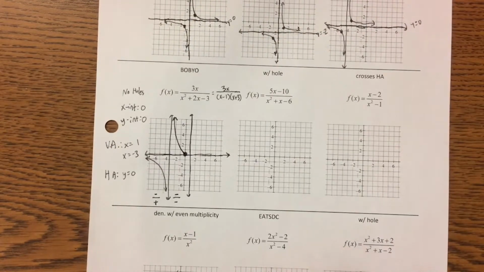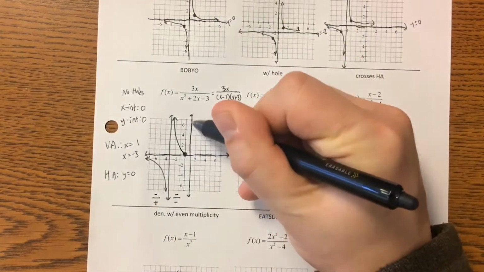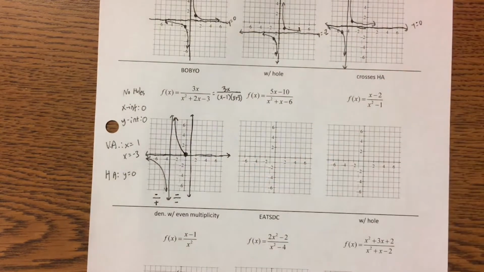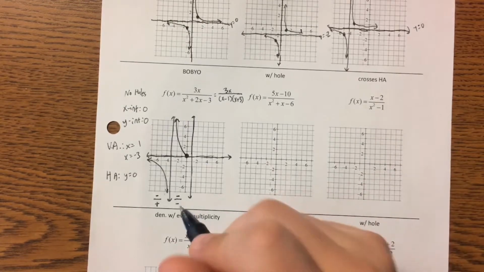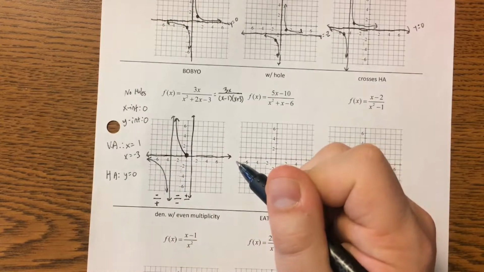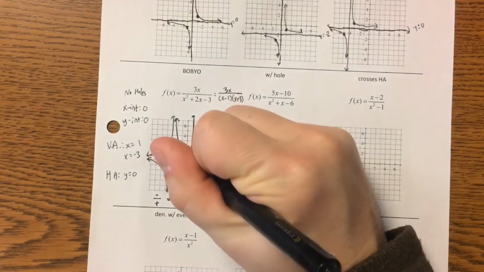Then I want to check from 0 to 1. Does this bounce off the x-axis? We have an indication that it doesn't, right? Because that 0 doesn't have an even multiplicity. But let's just double check so that we don't have to memorize that. So let's say 0.5. If I plug in 0.5, that's going to give me a positive on top and a negative on bottom. So that's going to be negative. So this is going to come down like this.